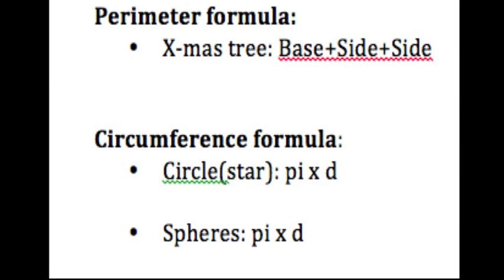And these are the formulas that we use to measure perimeter and circumference. For perimeter, we measured it for the Christmas tree, and then the circumference, there were two circles, which was the sphere figure and also the star of the Christmas tree, and the spheres were little Play-Doh spheres in the Christmas tree.